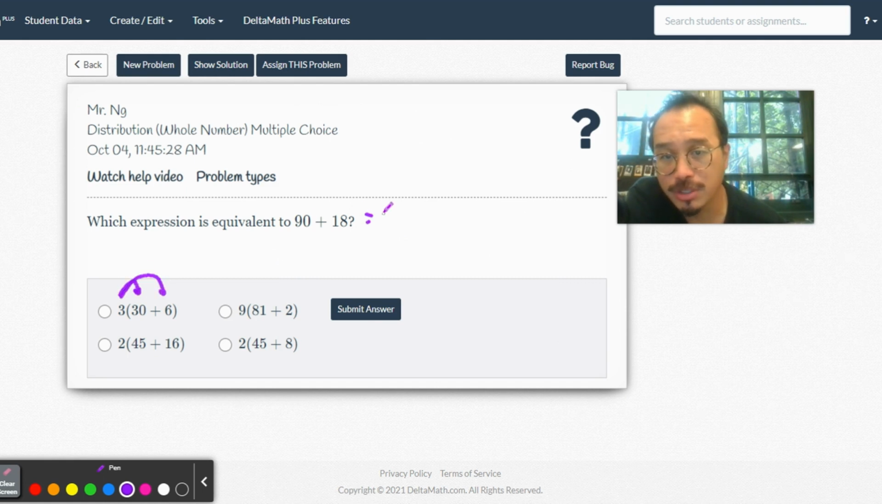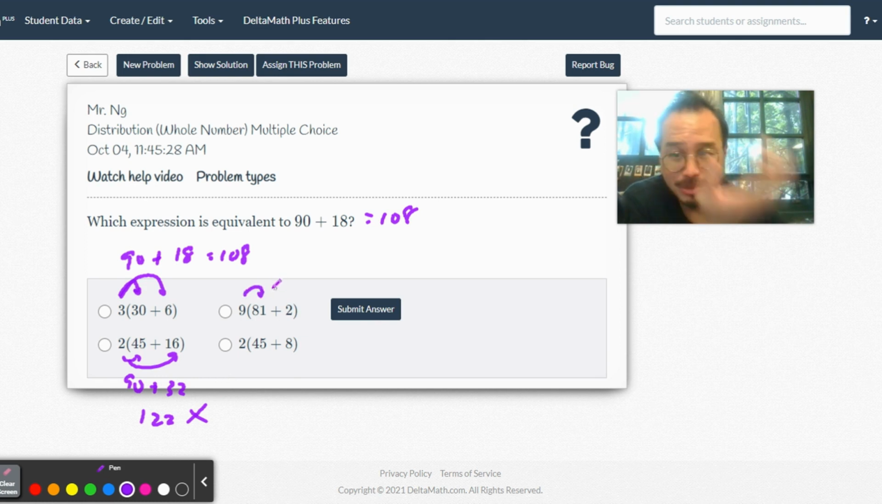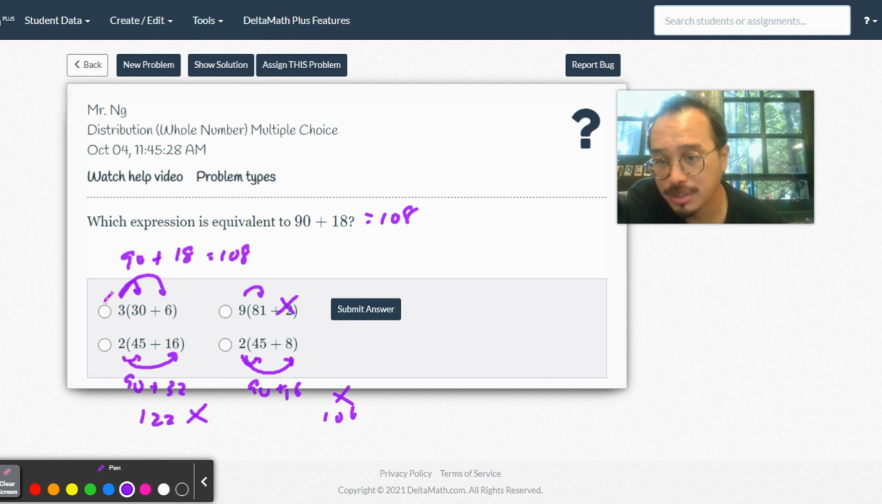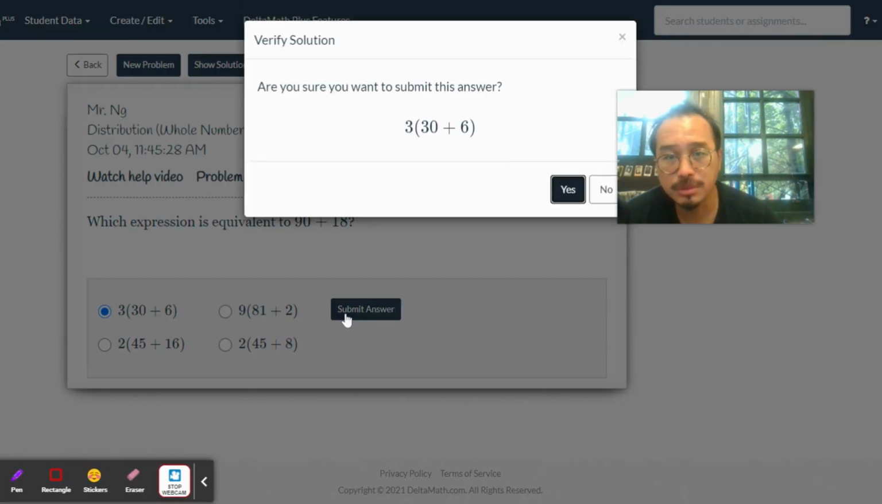Just literally distribute, and whatever gives you 108 is the answer. 90 plus 18, that's 108. 2 times 45 is 90. 2 times 16 is 32. That's 122. Nope, that's not it. 9 times 81, it's already too big. 9 times 81 is a gigantic number, so that's no good. 2 times 45 is 90, 2 times 8 is 16, 90 plus 16 is 106, that's no good either. So there it is. That's our choice. If that's the way they want to do this, then so be it.